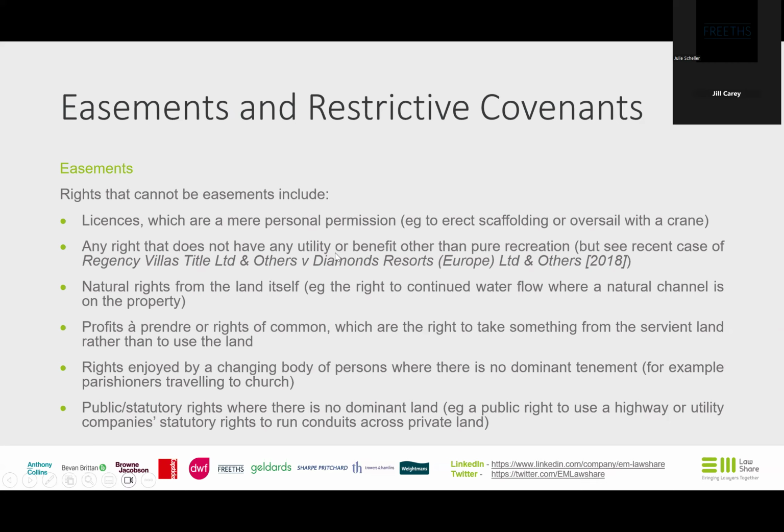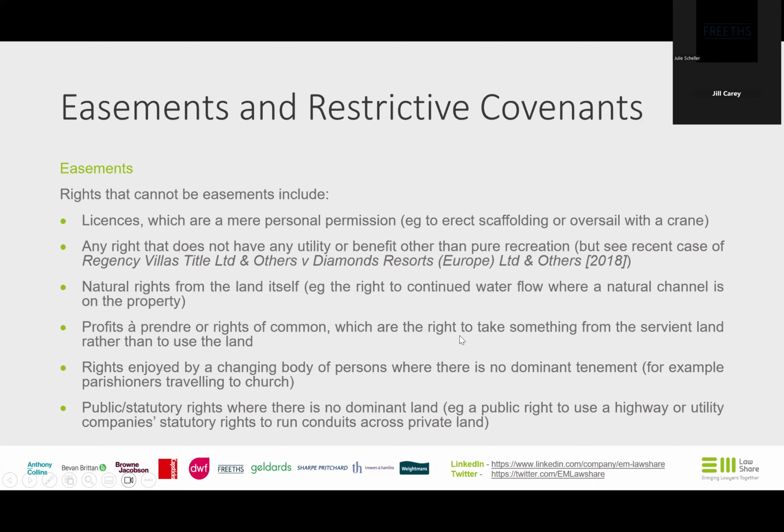There's no easement over natural rights that come from the land itself. So, for example, if there's a natural stream on the property, again, the rather archaic sounding profit à prendre, which is the right to take something rather than to use the land. So, examples there might be crops or wildlife rather than actually using the land itself to do something on the land.